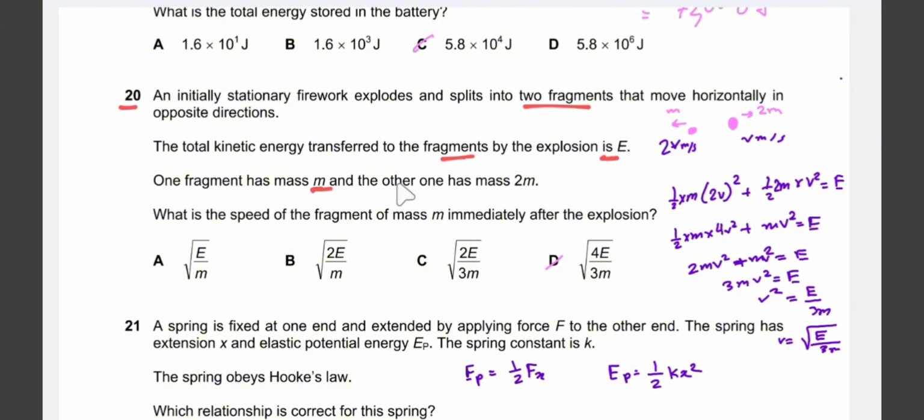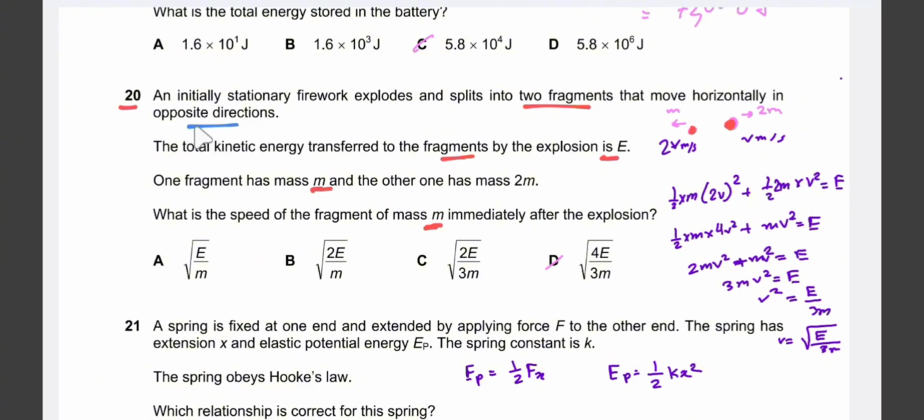One fragment has a mass of m, and the other fragment has a mass of 2m. What is the speed of the fragment of mass m, that is this fragment, initially after the explosion?